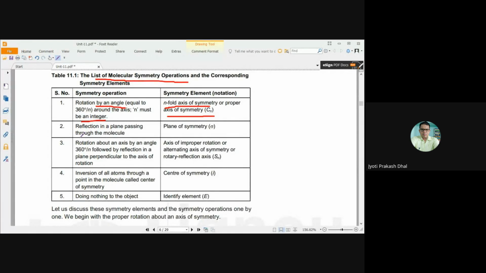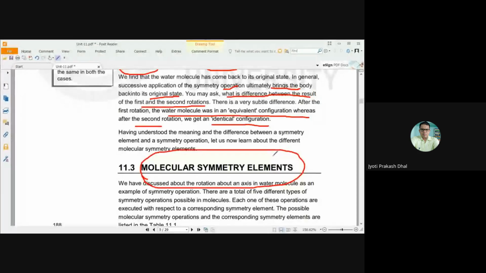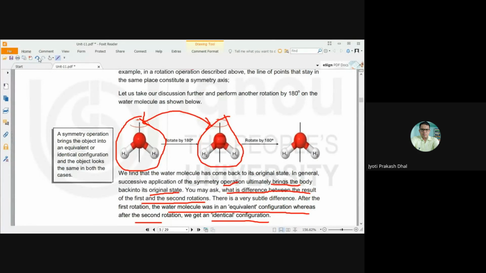And similarly for other molecular symmetry operations, number 2 is reflection in a plane passing through the molecule, which is called a plane of symmetry. Suppose this is the water molecule. Again, we will consider the same water molecule.